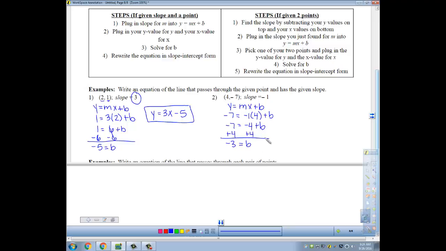So once you have this, we're going to rewrite it. Your slope was negative 1. Your y-intercept was negative 3. So you can write it like this. You could also write it as y equals negative x minus 3. The second one is a slightly better answer, but they are both correct. So either of those.